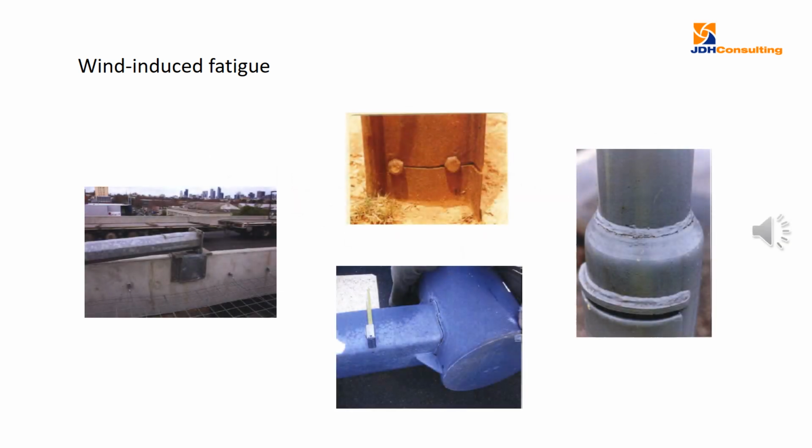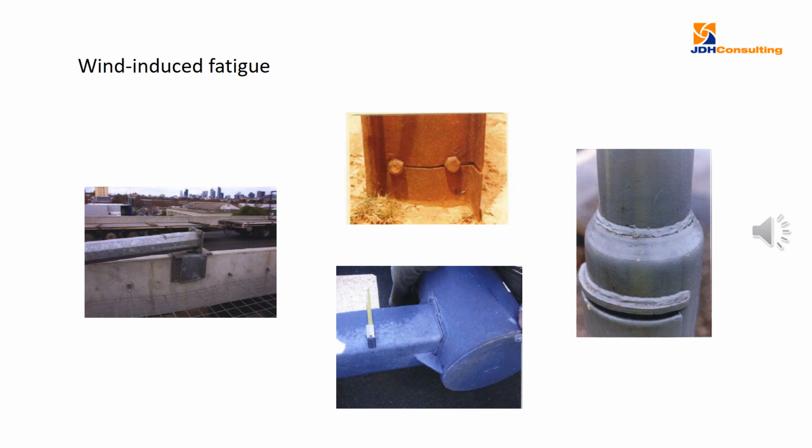These pictures show some examples of where fatigue cracking has actually occurred. In fact, the one on the left, we've had a failure also. Now, typically these are slender structures like light poles or possibly electricity transmission poles. And they've got a feature in common, that there are local stress concentrations, which is where the cracking will occur.